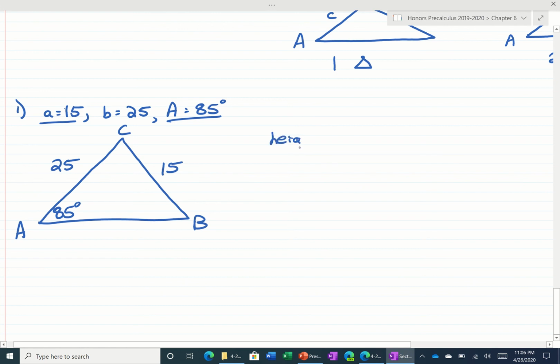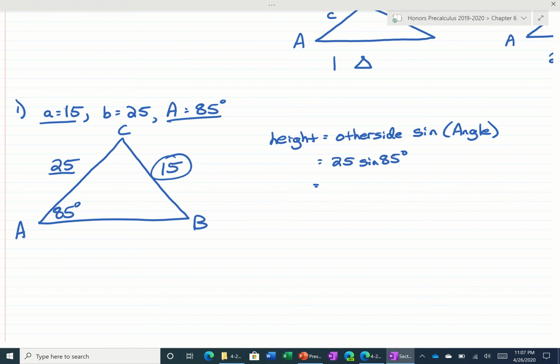First, let's find the height. Now the way that we talked about finding the height is it's going to be the other side times the sine of the angle. When I'm talking about the other side, I mean this side. Right? This is the side opposite the angle. So let's see what the height is. It's going to be 25 times the sine of 85. And for this example, 25 times the sine of 85 is 24.9. So the height is 24.9.